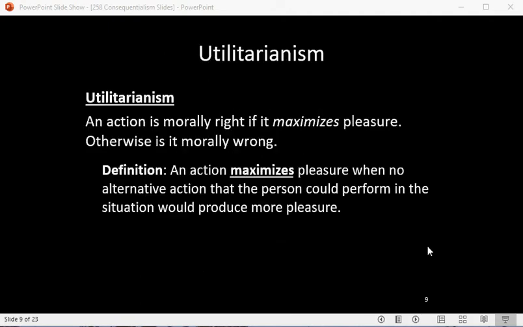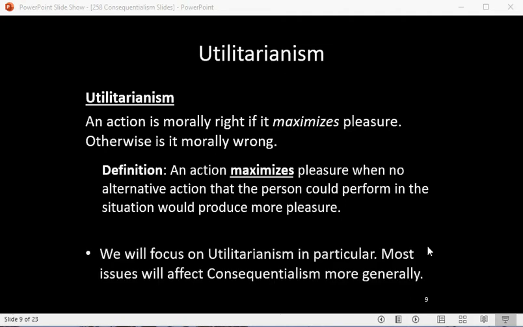So I'm showing you here a moral theory known as utilitarianism, and according to this theory, an action is morally right if it maximizes pleasure. Otherwise, it's morally wrong. So you want to do the right thing? Do the action that's going to, in some sense, make the most people happy compared with everything that you can do in that situation. Basically, utilitarianism comes from taking well-being in consequentialism and just plugging in pleasure, right? So an action maximizes pleasure when no alternative that you could do in the situation would produce even more pleasure.